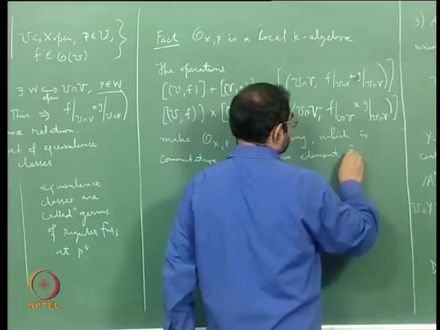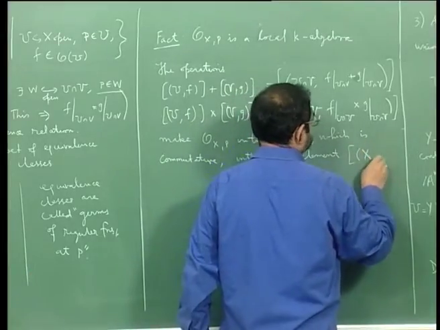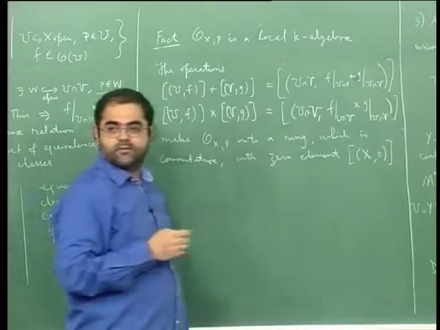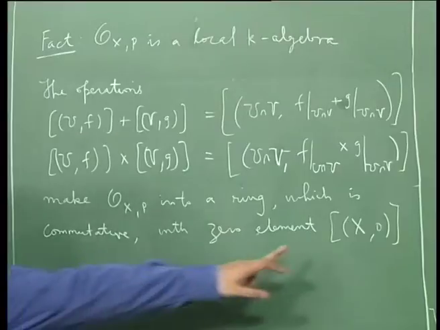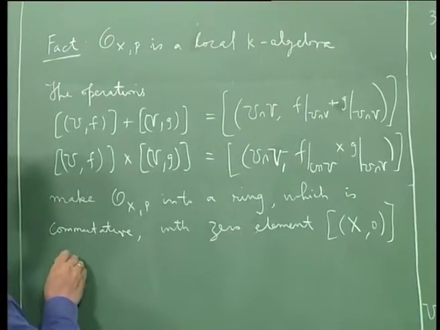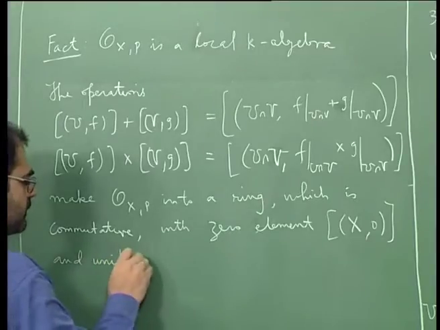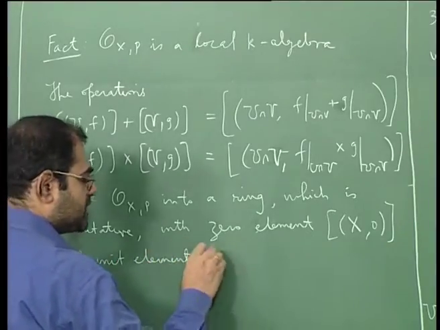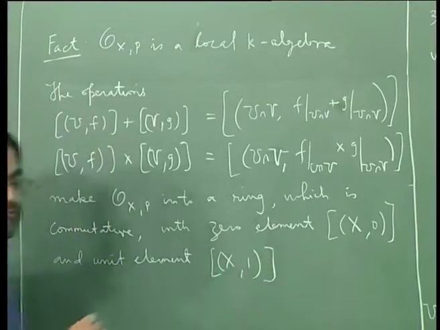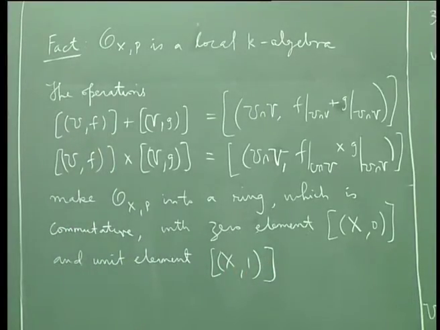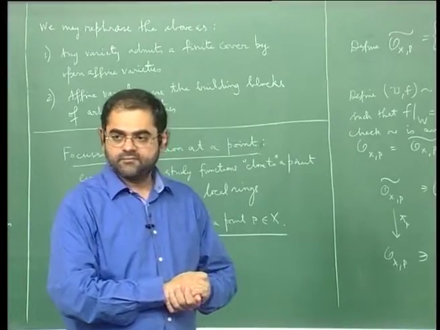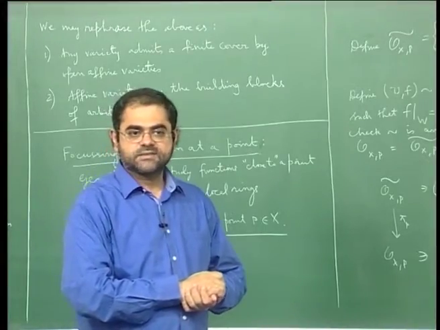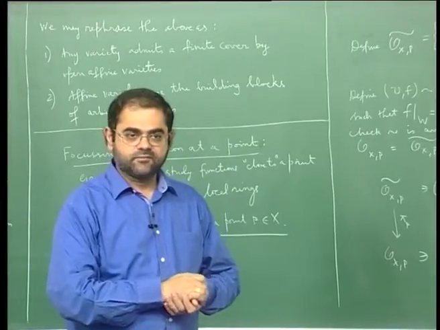The 0 element is very simple, it is just the class of (x, 0). The constant functions are always there, so you take the function 0 on the whole of x, that is a regular function, and you take its germ, that is the 0 element, and the unit element is given by (x, 1), you take the constant function 1. Constant functions are of course regular functions always, so that is the reason why the constants k, the base field, sits in as constant functions in the ring of regular functions on any open set.